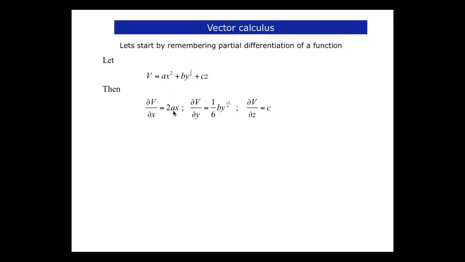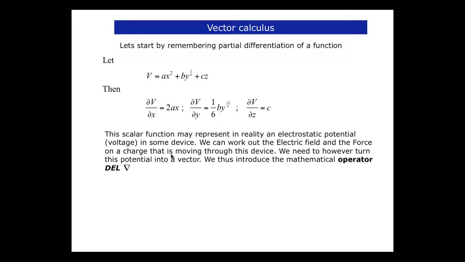This scalar function may represent in reality an electrostatic potential voltage in some device. We can work out the electric field and the force on a charge that is moving through this device. Then we introduce the mathematical operator del, designated by the inverted Greek letter delta. Operator must act on a function. When del operator acts on a function, it takes partial derivatives of that function in respect to every Cartesian coordinate and makes them into corresponding Cartesian components of a vector.